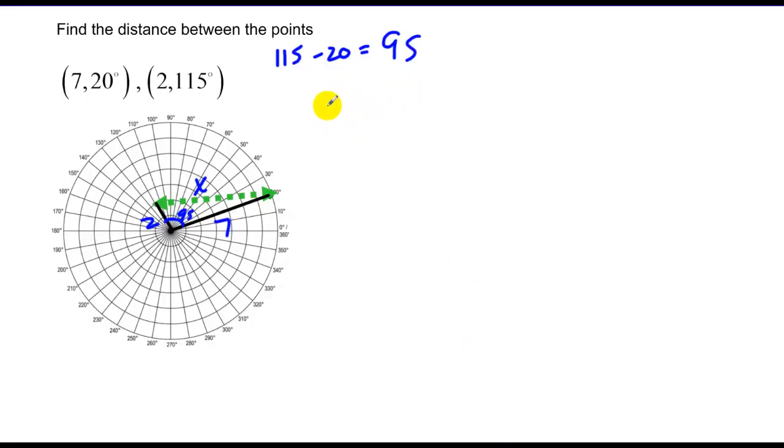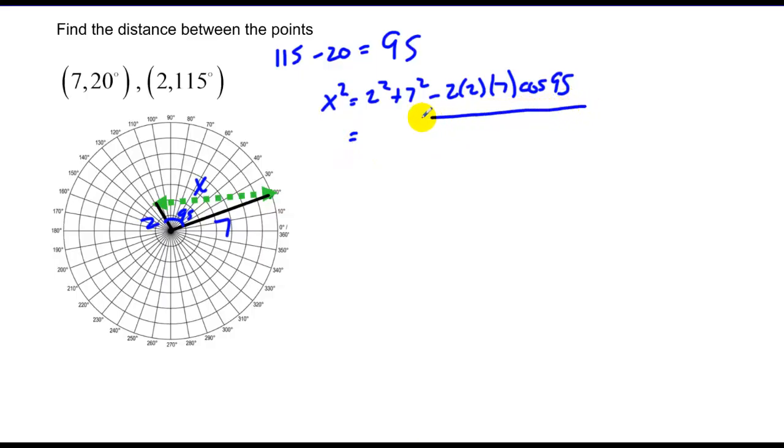So therefore, using the law of cosines, we have x squared equals 2 squared plus 7 squared minus 2 times 2 times 7 times the cosine of 95, which basically gives me the square root of 4 plus 49 minus 28 cosine of 95, which ends up equaling 7.45.